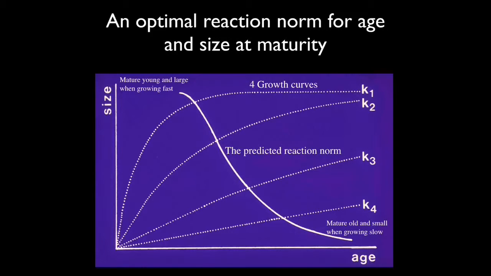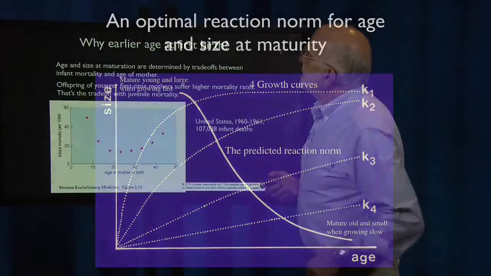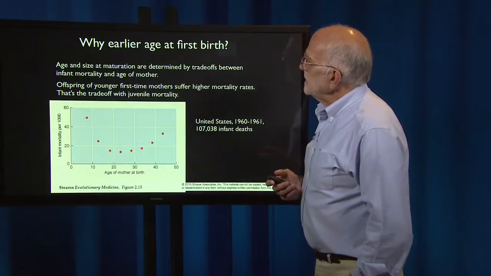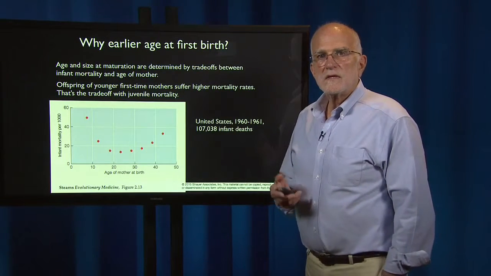This is what an optimal reaction norm for age and size at maturity looks like for many organisms. The dotted lines are growth lines. The dark line here is the optimal reaction norm. So basically what it is saying is that if you're growing fast, mature young and large, and if you're growing slow, mature old and small. There are other possible reaction norms, but this is certainly one that seems to be common. Now, why is there earlier age at first birth in contemporary humans?